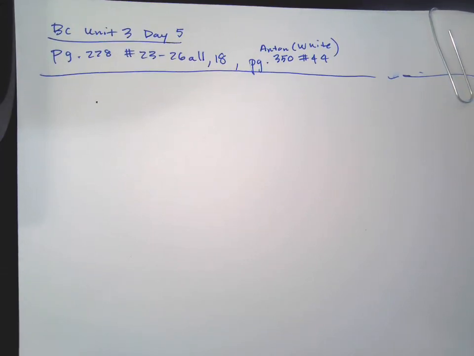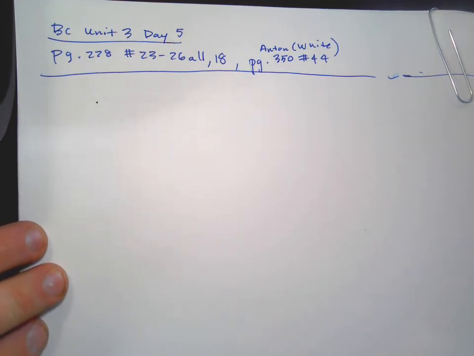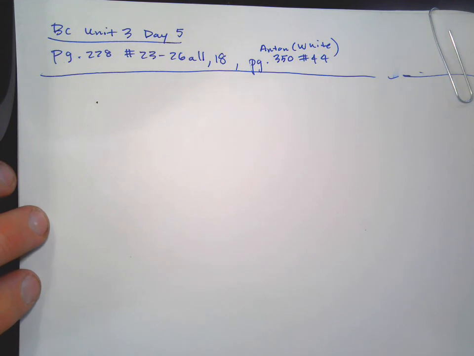Okay, Calc BC, Unit 3, Day 5, Office Hours, book assignment. Most of the problems are out of your current orange textbook. I did assign one from the last one. You can see the link for those pages from the last assignment. There is no assignment for day 4, skip day 4.